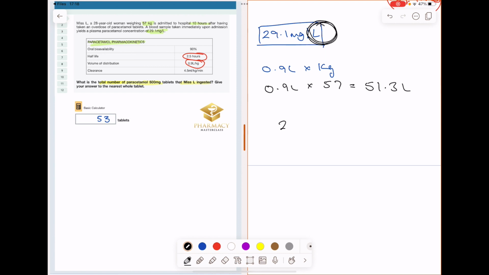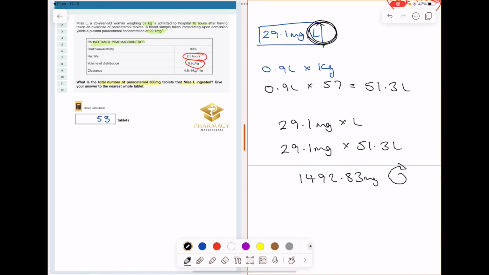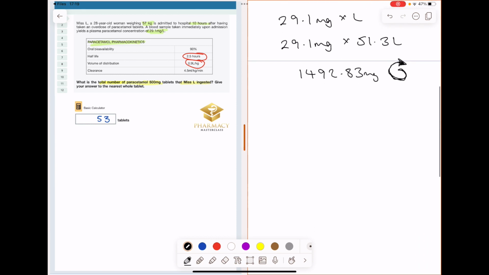So what that's telling me is that if there's 29.1 milligrams per litre in my patient's body, that means there's 29.1 milligrams times 51.3, which is the volume of distribution for my patient. So 51.3 times 29.1 tells me that there's 1492.83 milligrams of the paracetamol in circulation. Now remember, on my course for pharmacokinetics and half-lives, I discussed quite heavily that I like to draw this little circle arrow which tells me how much is in circulation in my patient's body at the moment.